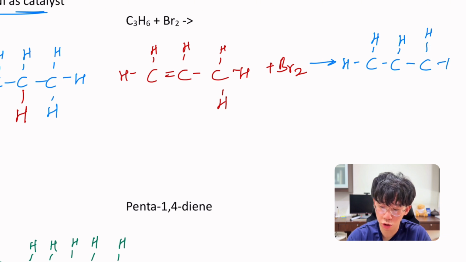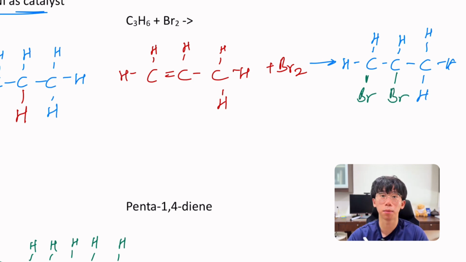So we're going to draw, the double bond is going to become a single bond, and then because of this addition, the bromine is going to add 1 and 2 across where the double bond was. Let's take a look at an example of pentyl 1,4-diene again.